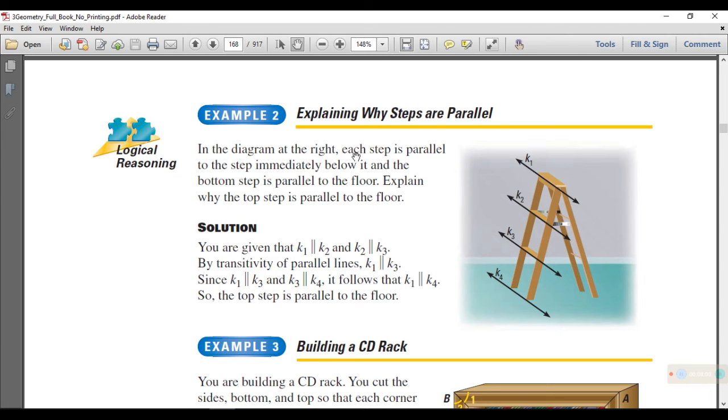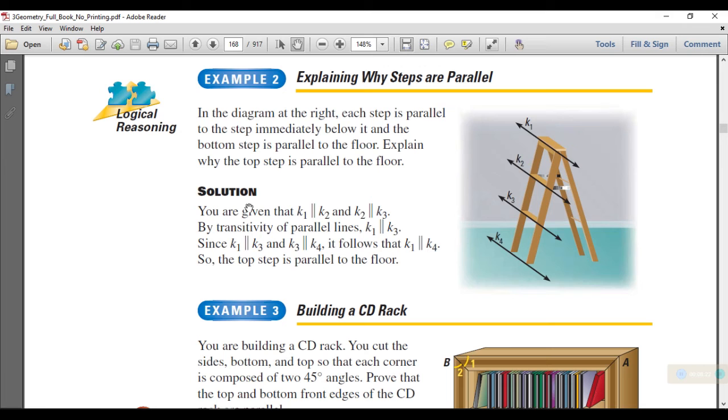So, in the diagram at the right, each step is parallel to the step immediately below it. So, si K sub 1 ay parallel kay K sub 2. Si K sub 2 ay parallel kay K sub 3. At si K sub 3 ay parallel kay K sub 4. Now, is K sub 1 parallel to K sub 4? Let's check. Hindi 2-column proof yung ginamit natin dito. Gagamit tayo ng paragraph. Let's start with stating the given.